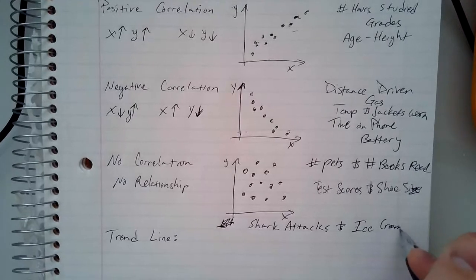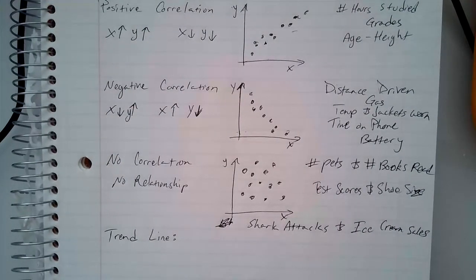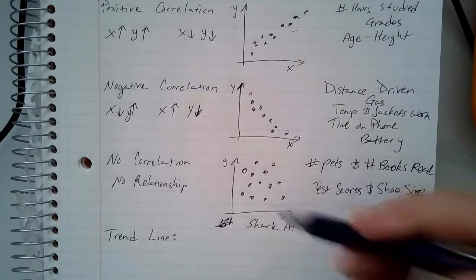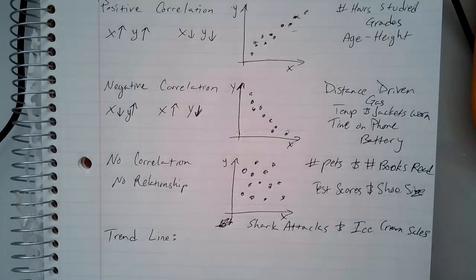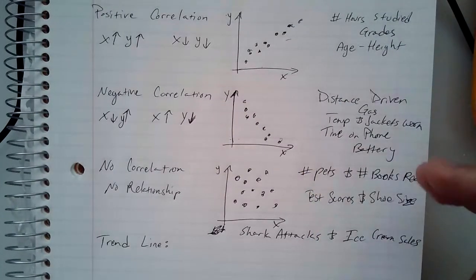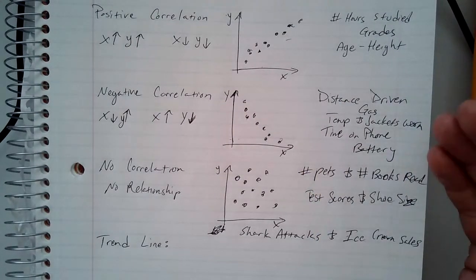Look at shark attacks and ice cream sales. These things are definitely correlated. But just because something is correlated doesn't mean one thing causes the other thing to happen.